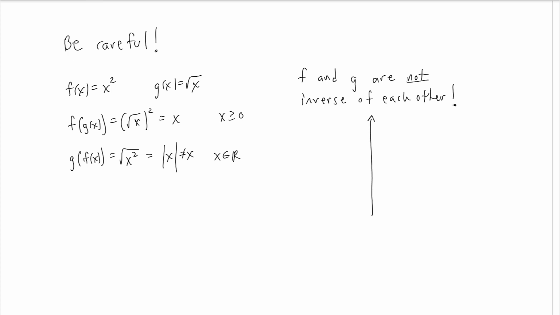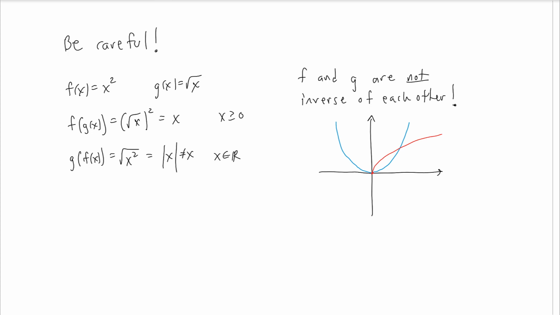If you were to graph them, you can see that they're not, right? Here's x squared. Here's square root of x. If I fold one over on top of the other, they don't match up perfectly. I'm missing half the other one. So you've got to be careful.